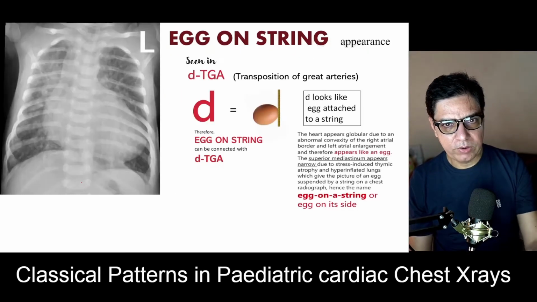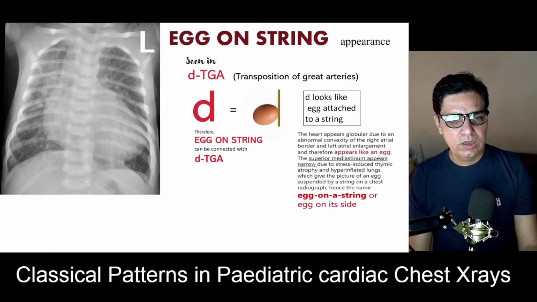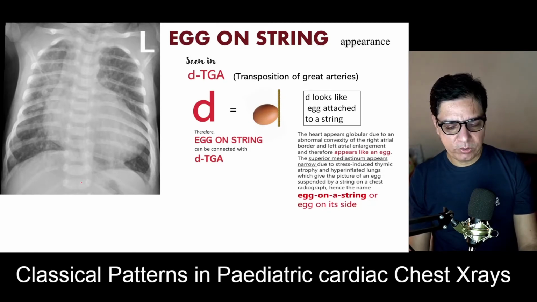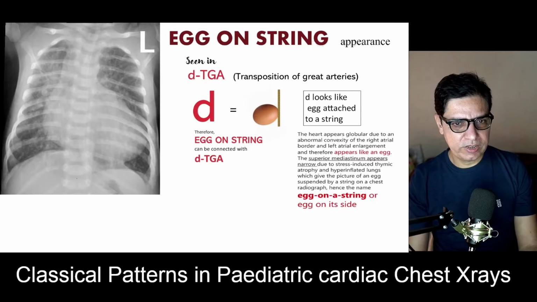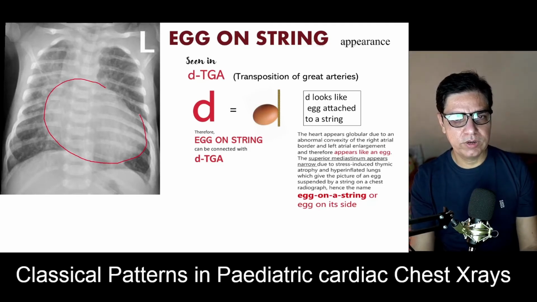Okay, moving on. Now we go to what we call the characteristic egg on a string appearance. Egg on a string appearance is just like an egg which is lying on its side. So if you see a chest X-ray in which you have cardiomegaly, obviously the cardiothoracic ratio is enlarged, and if you draw a line on the cardiac shadow, it very much resembles an egg. And why do we call it a string? Like a string, the egg is on a string.